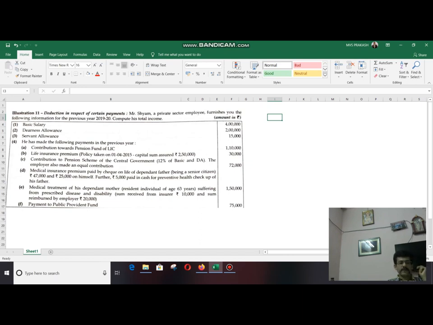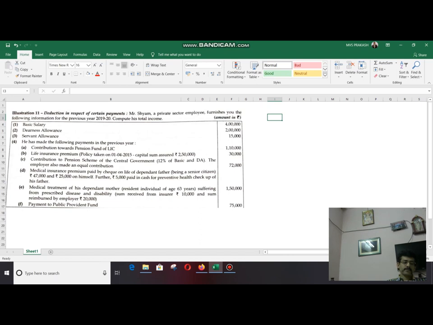Contribution to pension fund of LIC 1,10,000. Life insurance premium, policy taken on 1st April 2015. Sum assured 2,50,000. Premium paid is 30,000. Contribution to pension scheme of central government 12% of basic and DA. The employer also contributes an equal contribution of 70,000. Medical insurance premium paid by cheque on life of dependent father being a senior citizen 47,000 and 25,000 for himself.